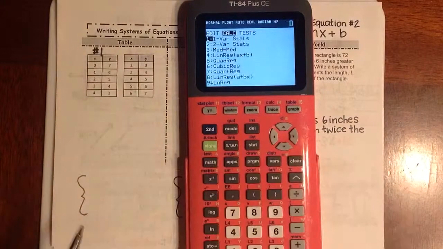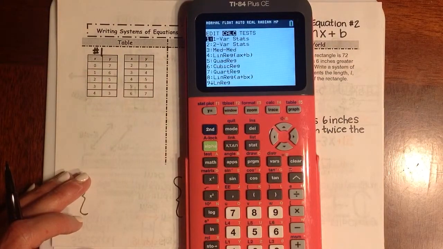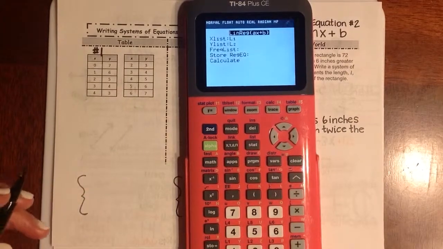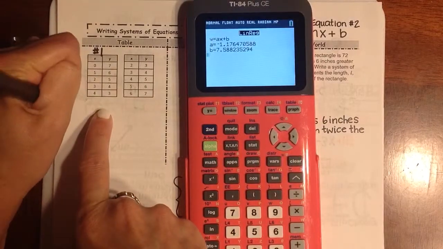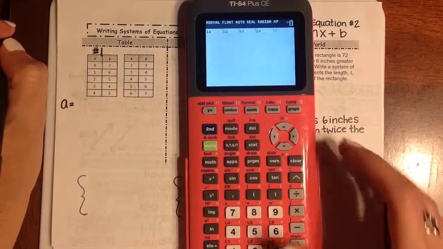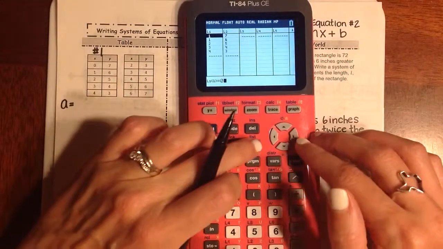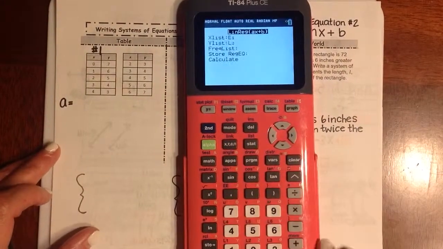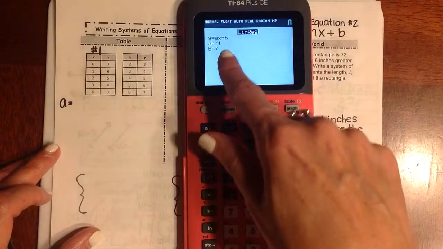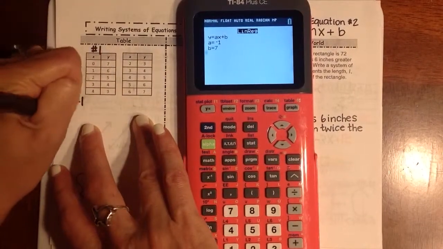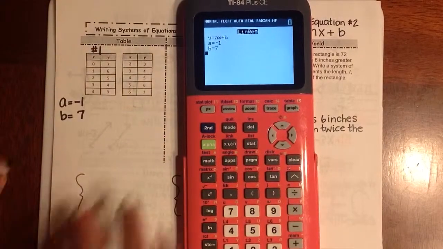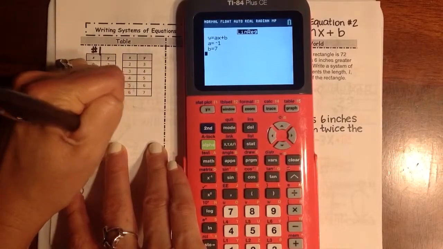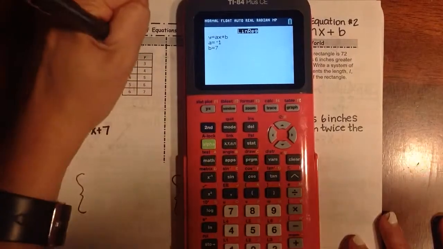I'm going to go stat, arrow over, and because this is a system of equations, it's got to be linear, so we are going to pick option number 4. I'm going to arrow down to calculate and press enter. Make sure I got my, oh, that's supposed to be 0. So you want to double check that you've typed things in. So I'm going to go stat, arrow over again, press 4, and I get A is equal to -1 and B is equal to 7. So that means my first equation is going to be y equals -1x plus 7.